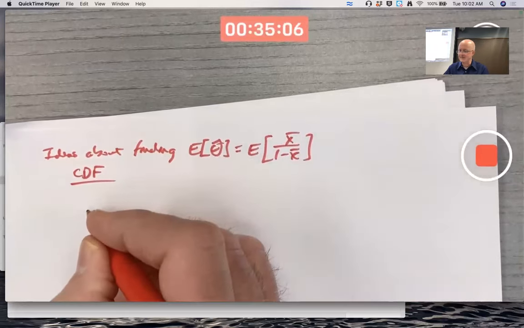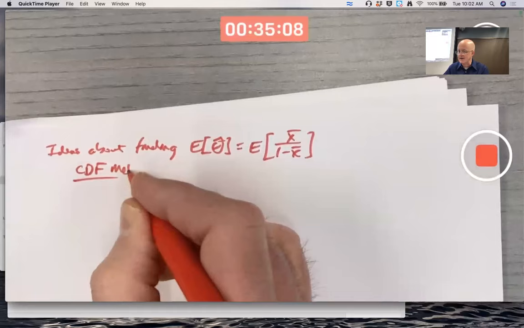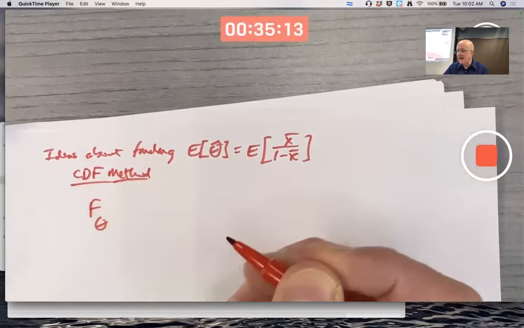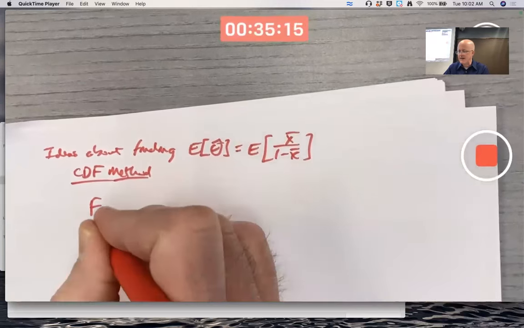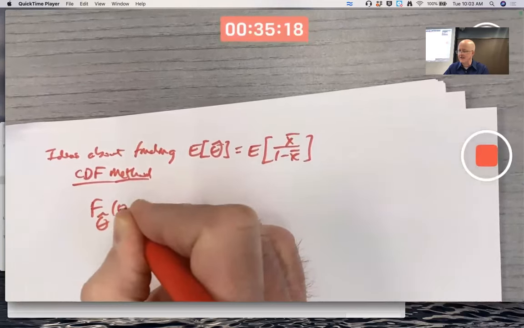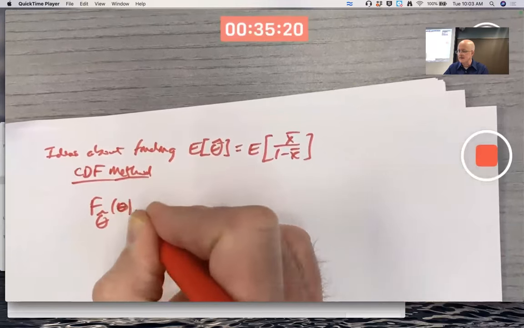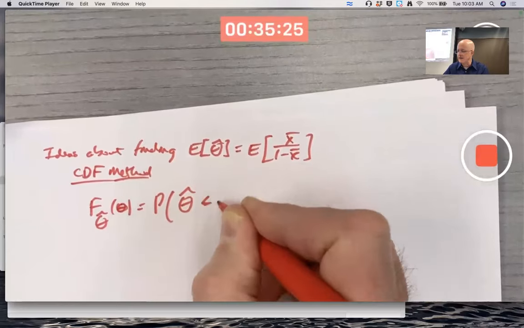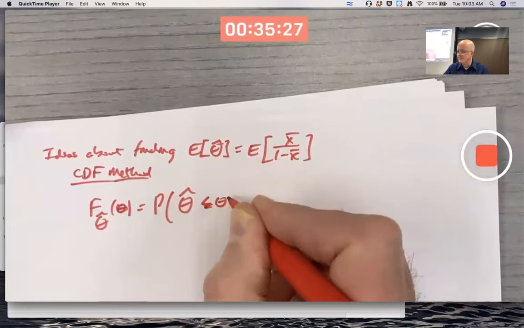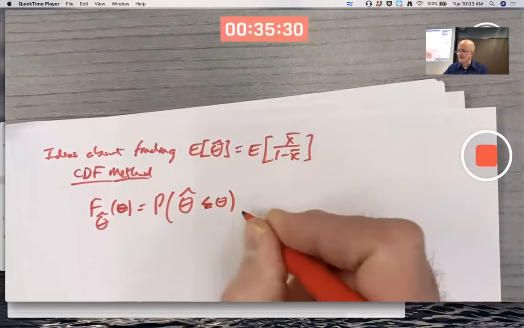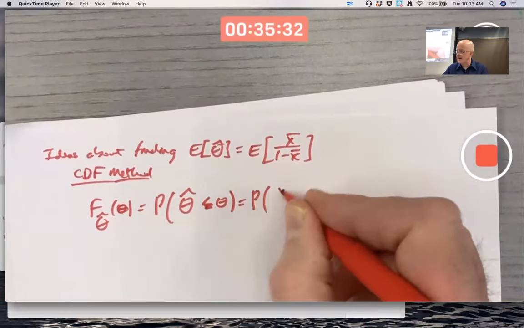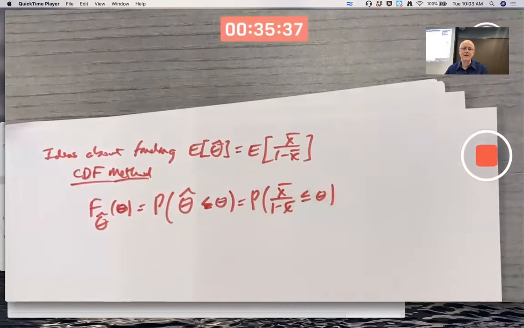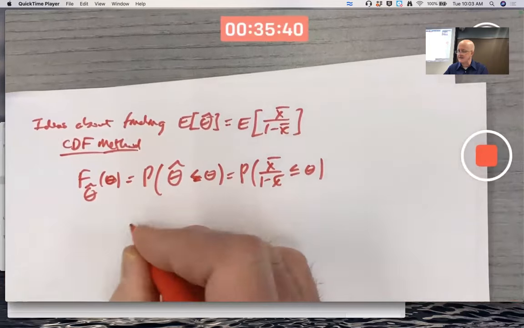Use the CDF method, in fact. You could call it capital F sub theta hat of little theta, the probability that capital theta hat is less than or equal to little theta. You've got to relate it to the distribution of x bar. That's the point here. Solve that inequality for x bar. That sounds like a helpful thing to do.